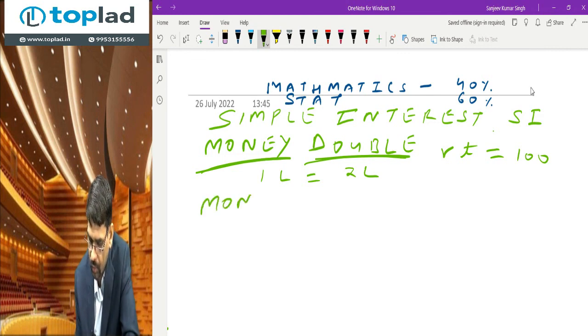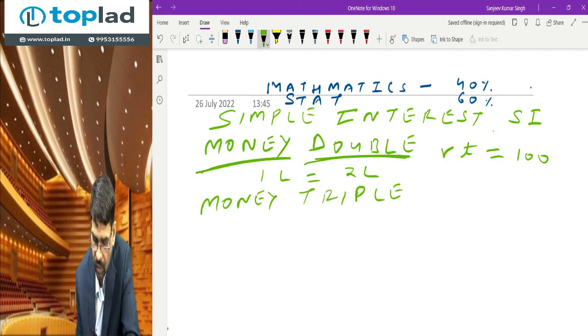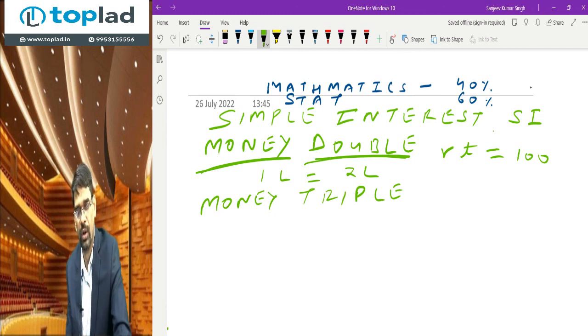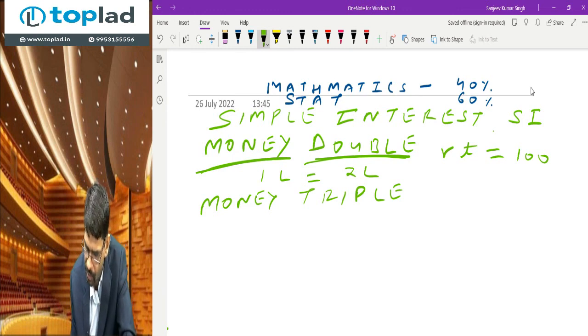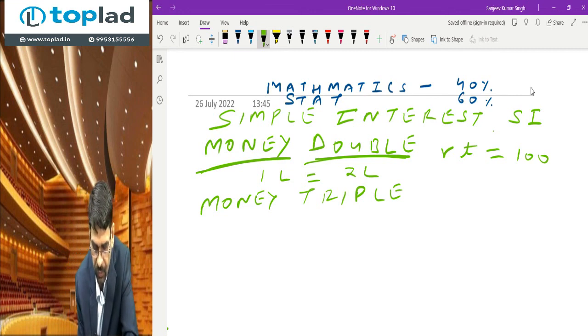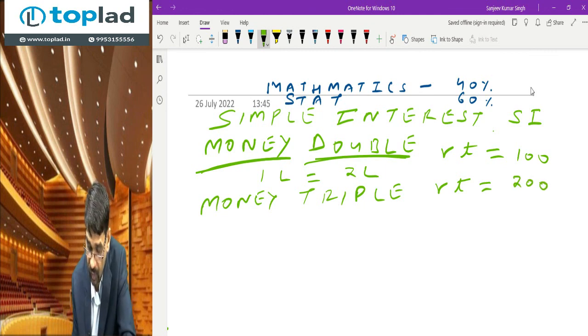Now money triple. Think about what is the formula for money triple. Please try. Money triple formula is RT is equal to 200. Money triple means 1 lakh becomes 3 lakh.